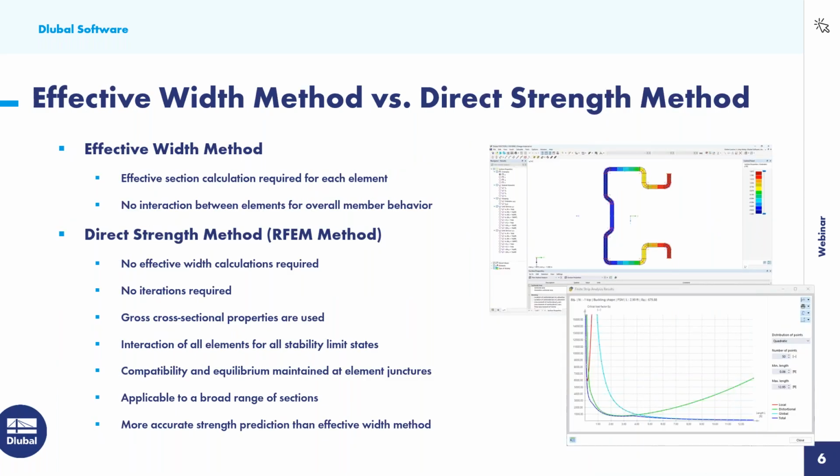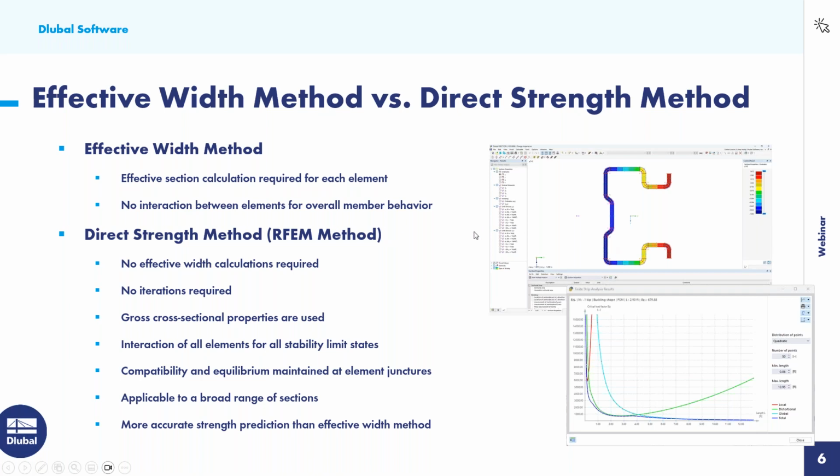So going to our next slide here, let us talk a little bit more about the effective width method versus the direct strength method, and maybe some advantages here that we have. The effective width method essentially will consider each individual element. Again, these elements are what comprises our cross section, and an effective section calculation is required for each one of these elements. We really don't have any interaction between these elements for the overall member or section behavior.